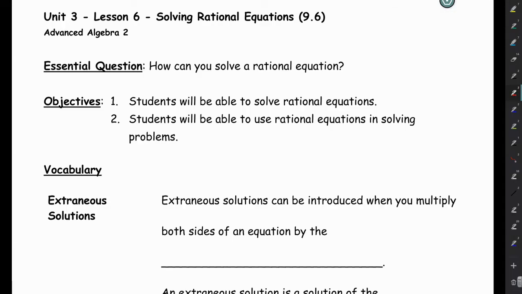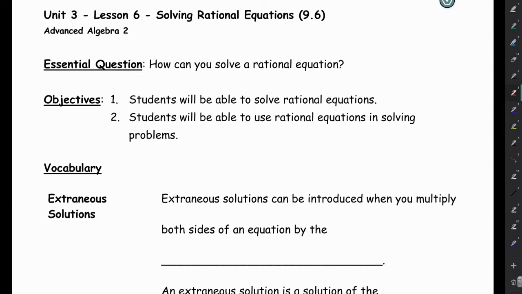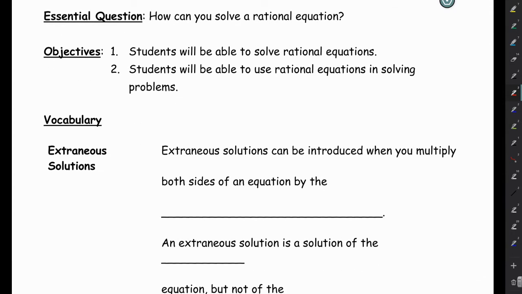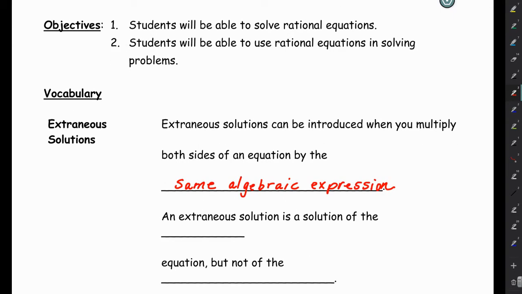Hi everyone, in this lesson we're solving rational equations and we have some vocabulary here. An extraneous solution can be introduced when you multiply both sides of an equation by the same algebraic expression. An extraneous solution is a solution of the derived equation but not of the original equation. So unfortunately, what this means is even if all of our algebra is perfect, we still have to go back in and check our solutions and make sure they work in the original equation.